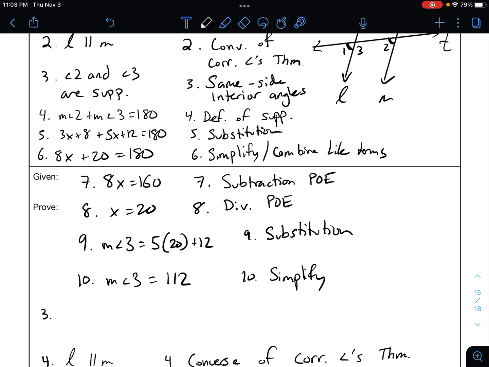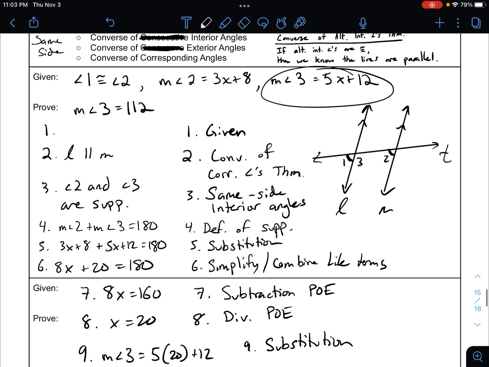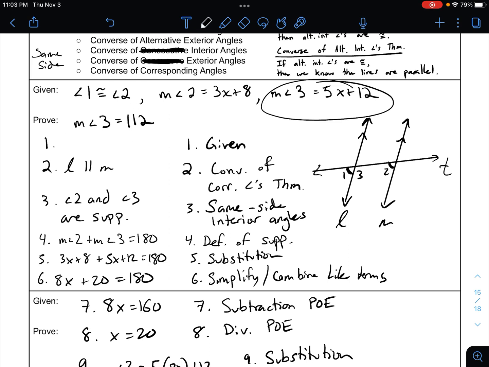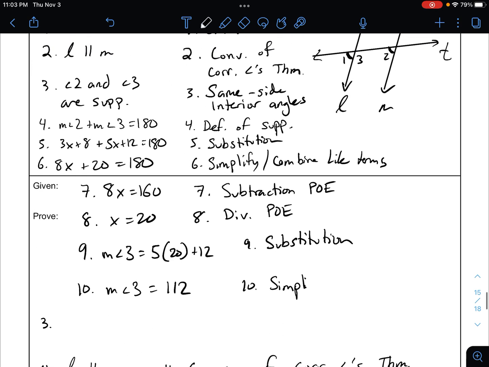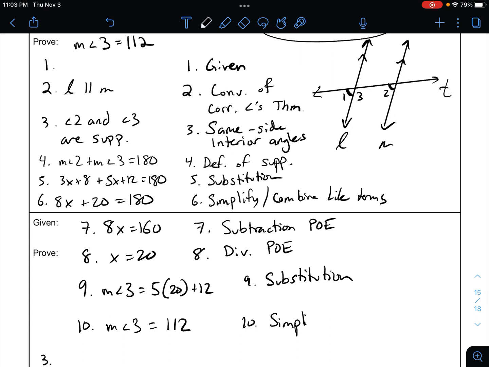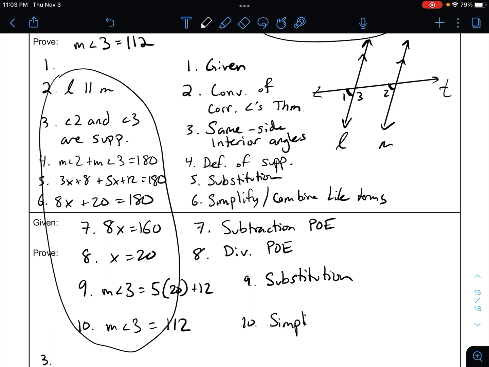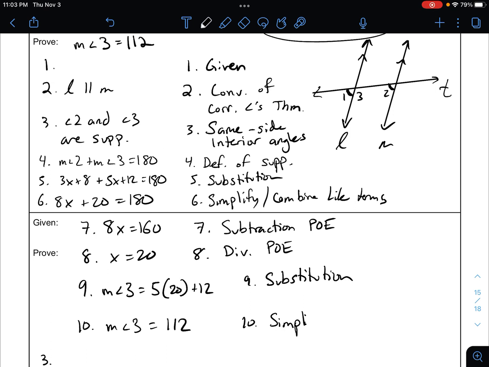We made it all the way to the end. We found out what we wanted to prove, which was right there. And so we are all set. Hopefully you were pausing this video and trying it on your own and not just writing down what I was doing. Hopefully you're thinking for yourself on these because, even though I've been giving you the statements and you just have to do the reasons, on upcoming tests and quizzes, I'm not going to give you any information. It's your job to figure out all that stuff.